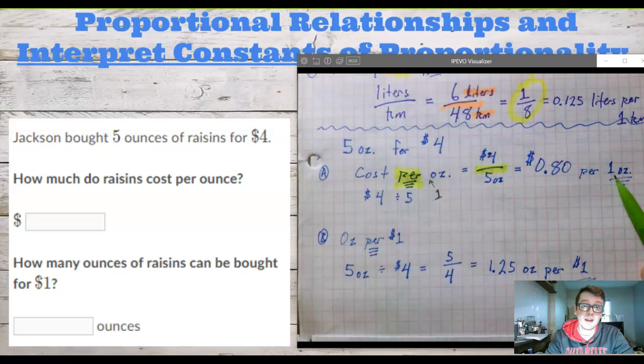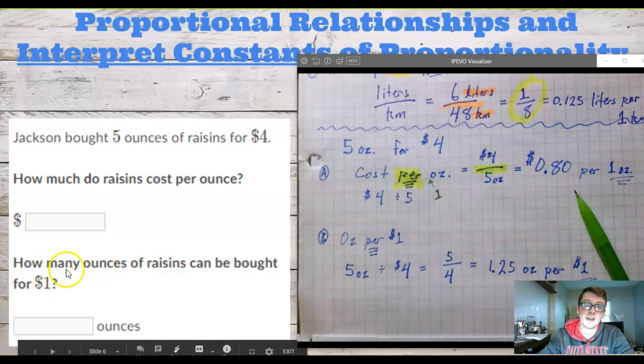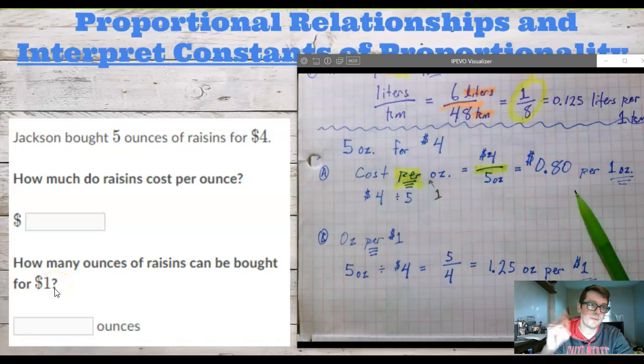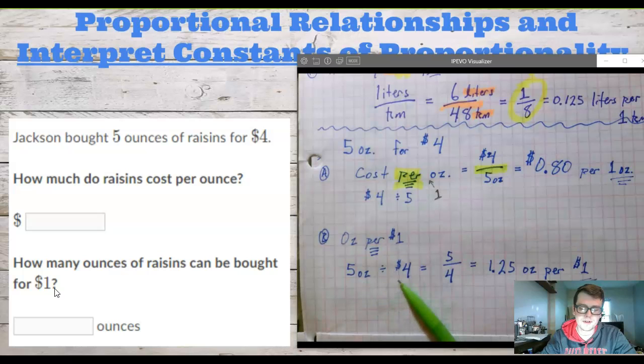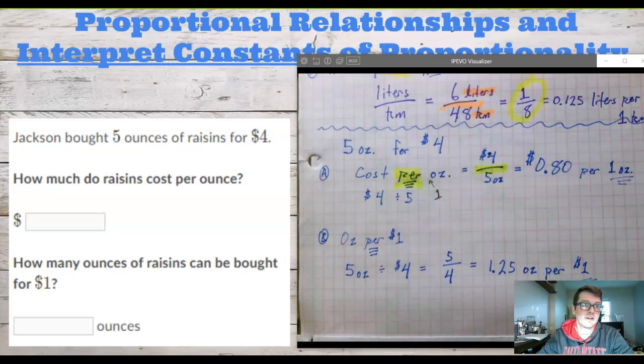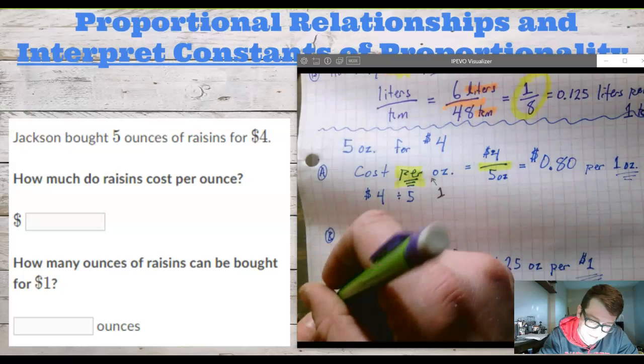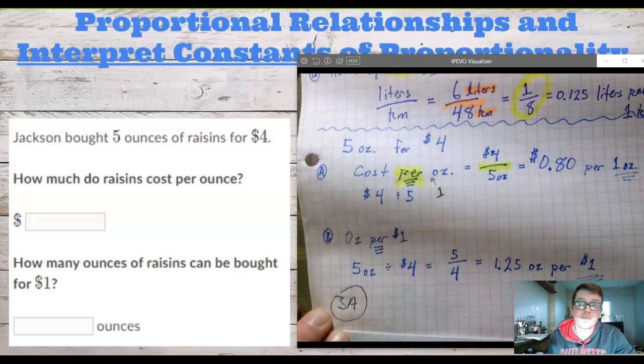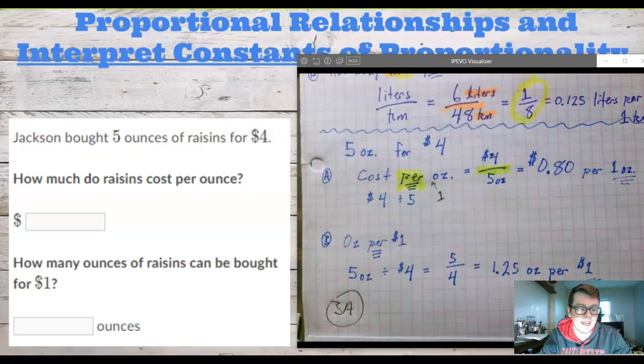If we turn the question around, part B up here, how many ounces of raisins can be bought for $1? That turns around the order of the math that we need to do. We put the ounces first, the dollar second, and that answer is 1.25. But that's not dollars. That's the amount of ounces. That's the weight we can get for $1. Questions on that? All right, I'm marking my notes that that's how far 3A made it.